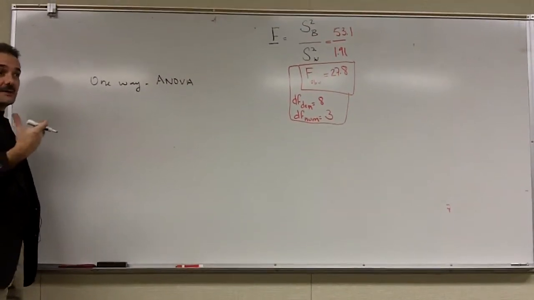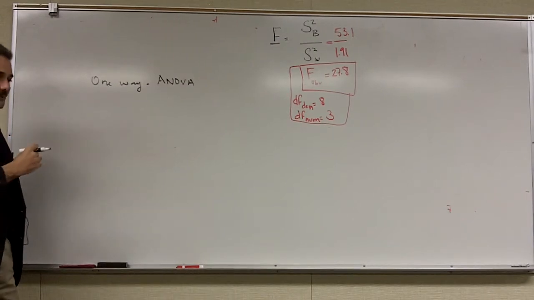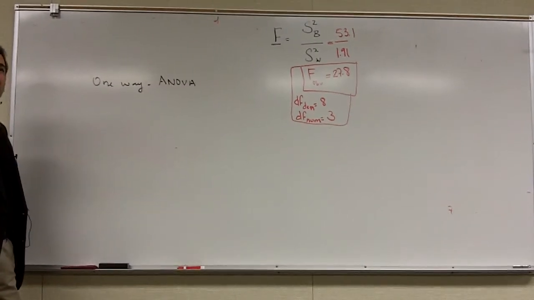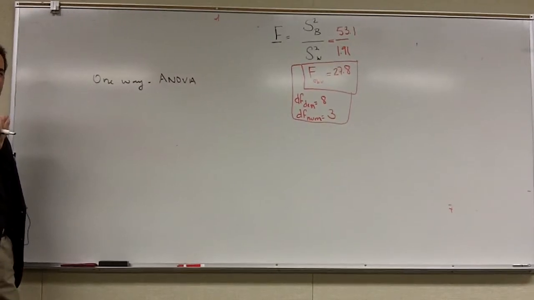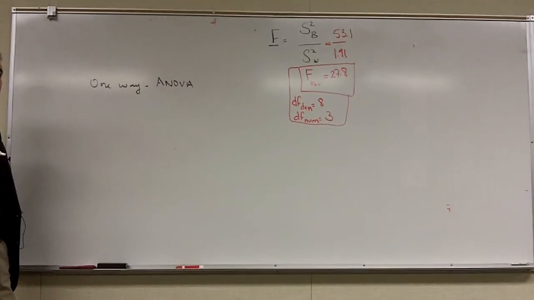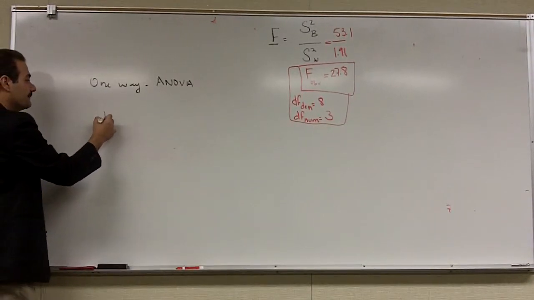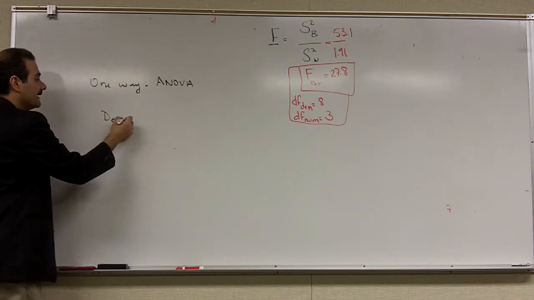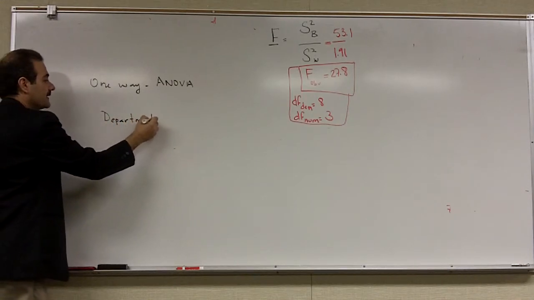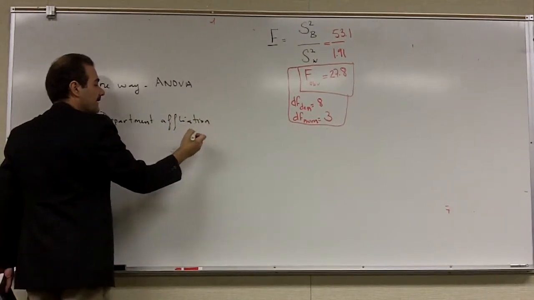The variable here, in the example we just did, what was the variable? What was the independent variable? What did we manipulate in a way? We were looking at satisfaction as the dependent variable. What was the independent variable? Exactly, the department. So the department affiliation was the independent variable, and we looked at 4 departments.